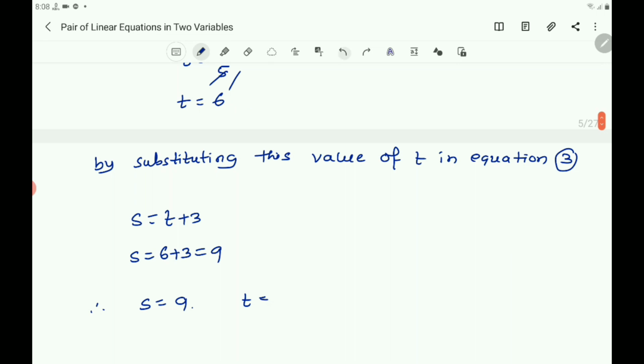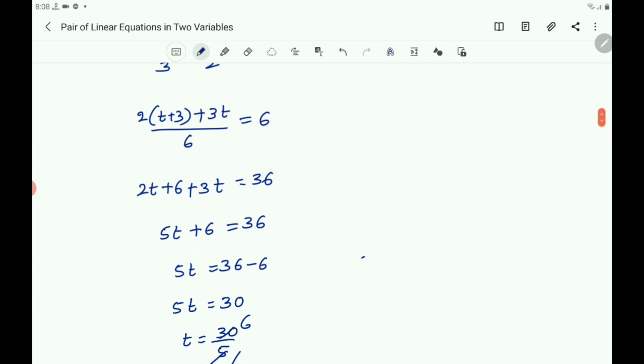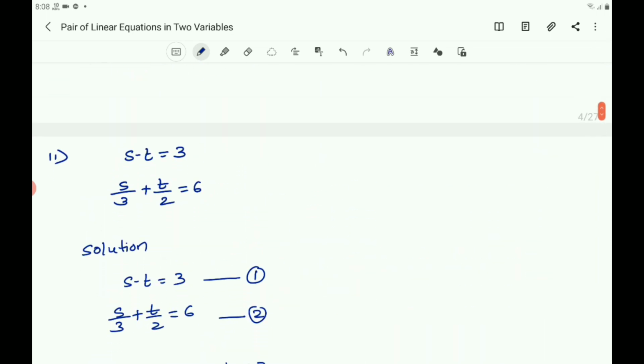Then if you want to verify, you verify here. You know that s is 9, t is 6. 9 minus 6, you get 3 here. And 9 by 3 plus 6 by 2, that is 3 plus 3, you will get 6. So here the values s equals 9 and t equals 6 satisfy both the equations.